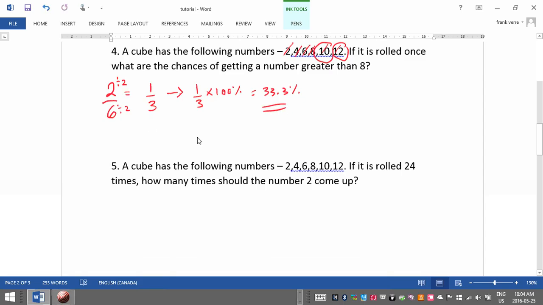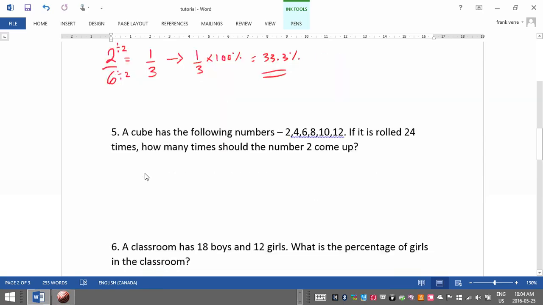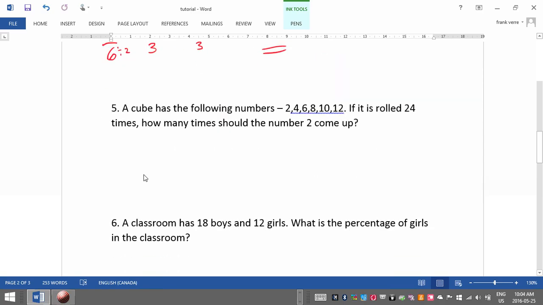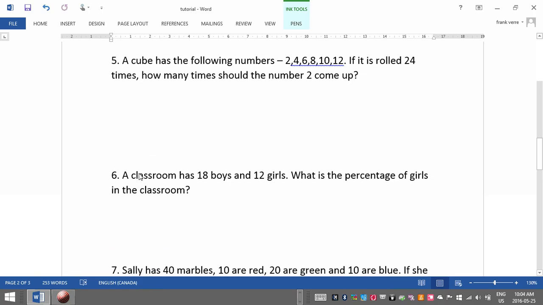Okay, next question. So, same cube. We're going to roll it 24 times. How many times should the number 2 come up? Remember, the formula is the chance of it happening once, times the number of times you play the game or roll the die in this case. So pause the video, and then when you're ready, hit resume.